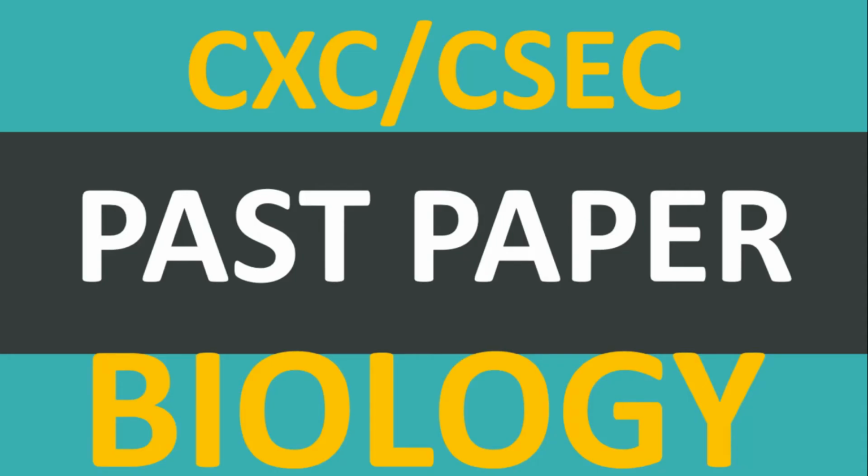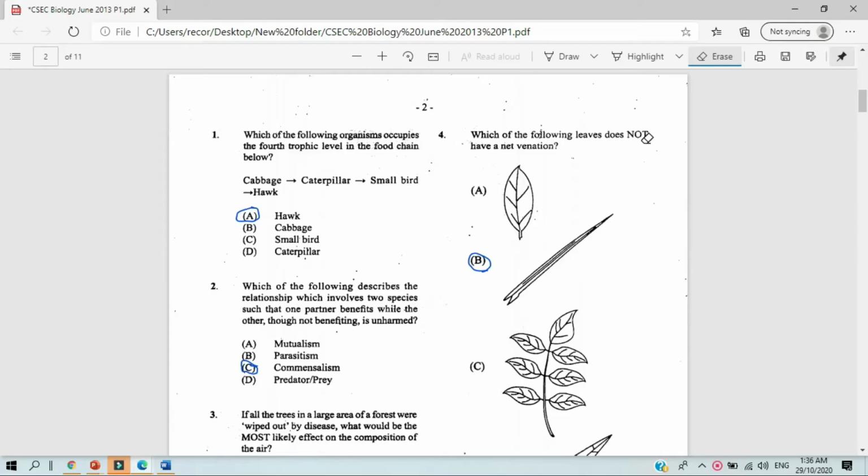Today we'll be looking at the 2013 CSEC Biology past paper, the multiple choice paper, which of course is paper number 1. We will seek to answer and explain the questions as are outlined on the exam paper.